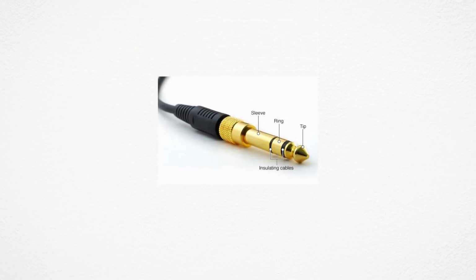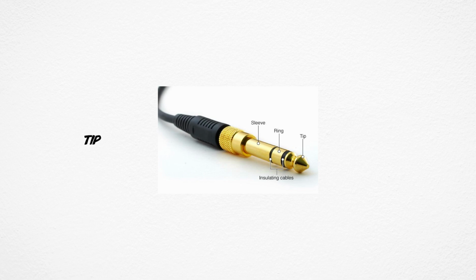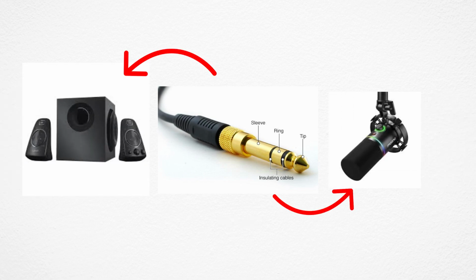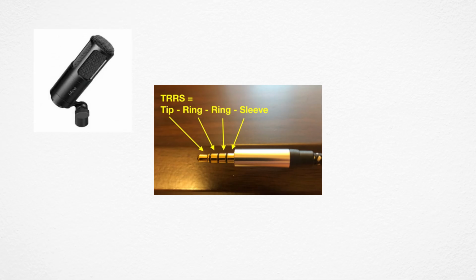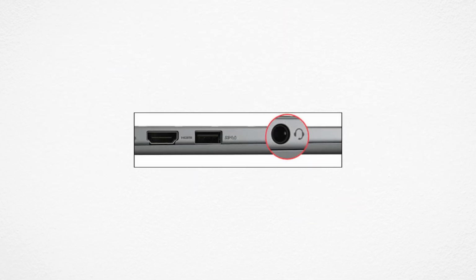Why? Because old audio jacks were TRS, tip ring sleeve, meaning they could only handle audio output or audio input, not both. Modern audio jacks are TRRS, one extra ring. Now they handle both input and output. That's why most laptops have just one audio jack. Everything flows through one port.